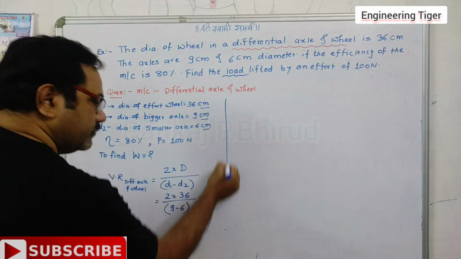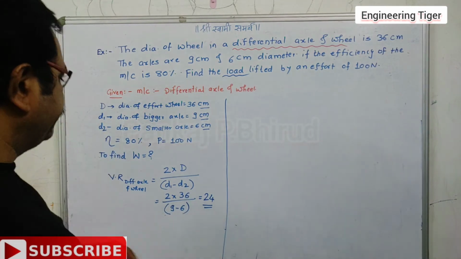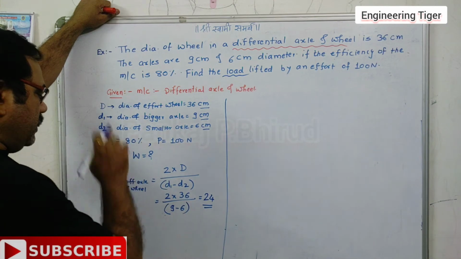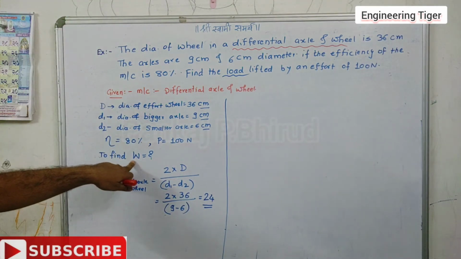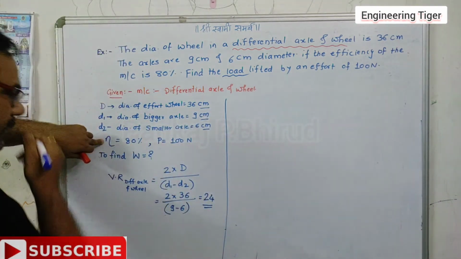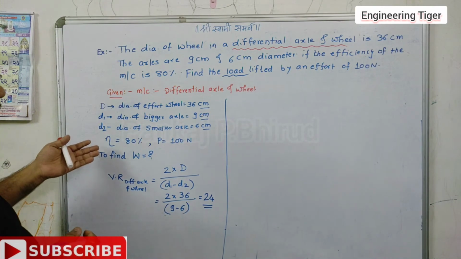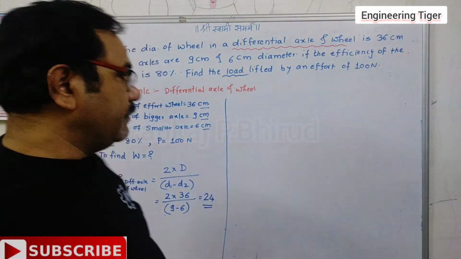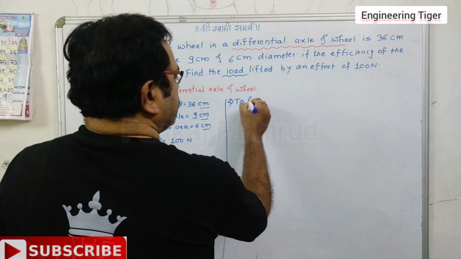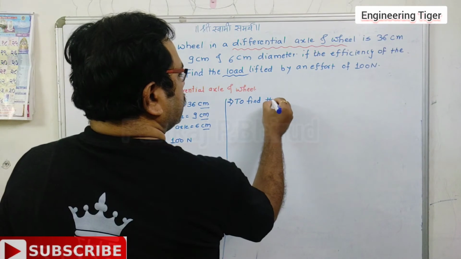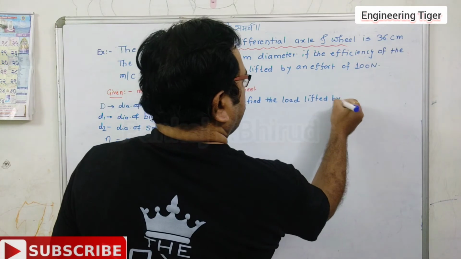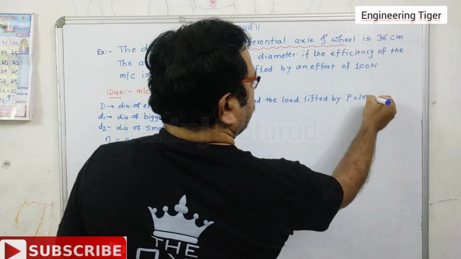Now we have to find out the load here. So for that we require MA. So from the efficiency we can calculate the MA, and then by using the formula of MA we can calculate W because P is given. So second, to find the load lifted by P equal to 100 Newton.